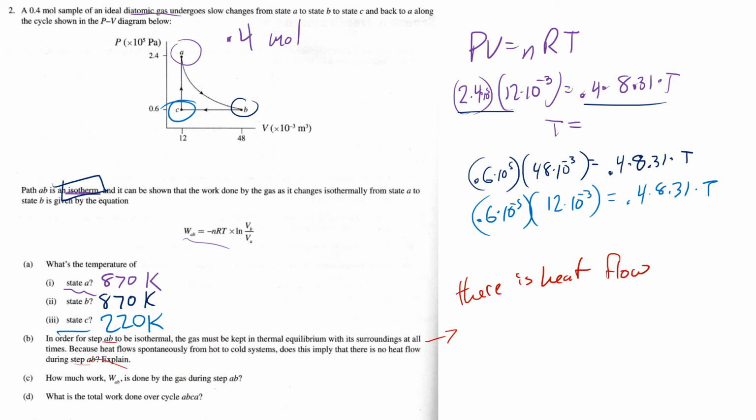Okay, how do we know that? We know that we're going this way. There's area underneath that curve, right? We know that because it's doing work. So there is heat flow. Since W is positive, and isothermal.